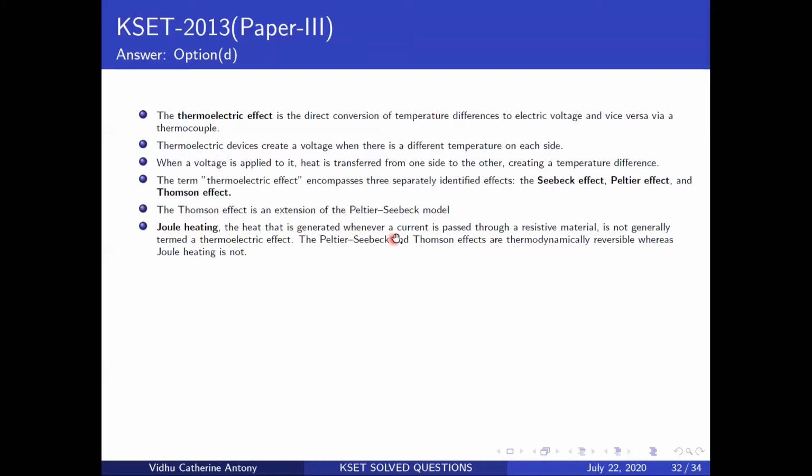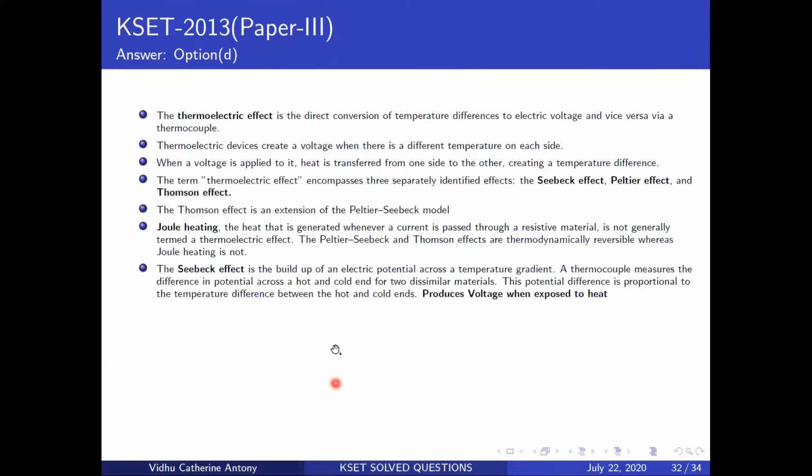The heat that is generated whenever a current passes through a resistor material is not generally termed a thermoelectric effect. Peltier, Seebeck, and Thomson are thermodynamically reversible, whereas your Joule heating is not. We've all talked about that. The Seebeck effect is the build-up of an electric potential across a temperature gradient.